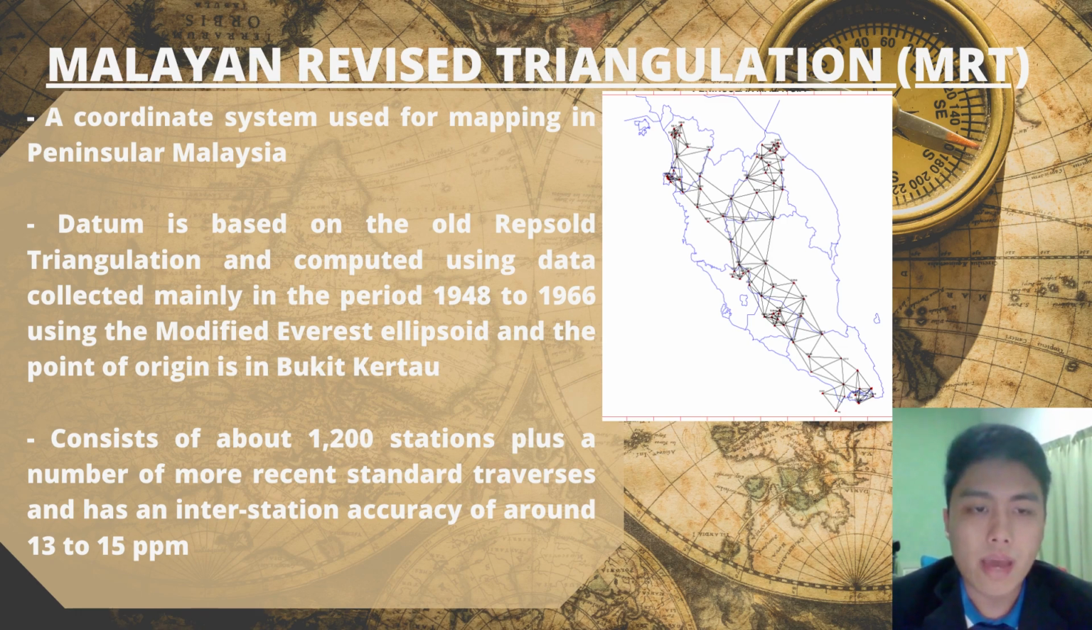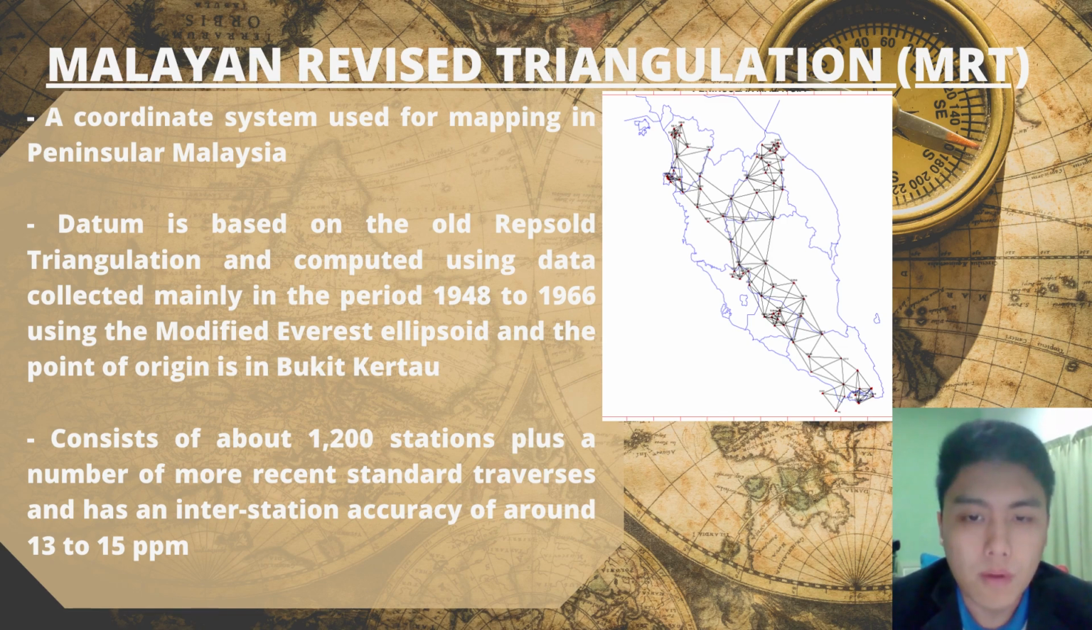What is MRT? MRT, in full, is Malayan Revised Triangulation. It is the coordinate system used for mapping in Peninsular Malaysia. The datum is based on the old triangulation and computed using data collected mainly in the period 1948 to 1966 using the modified Everest spheroid, and the point of origin is in Bukit Kertau.